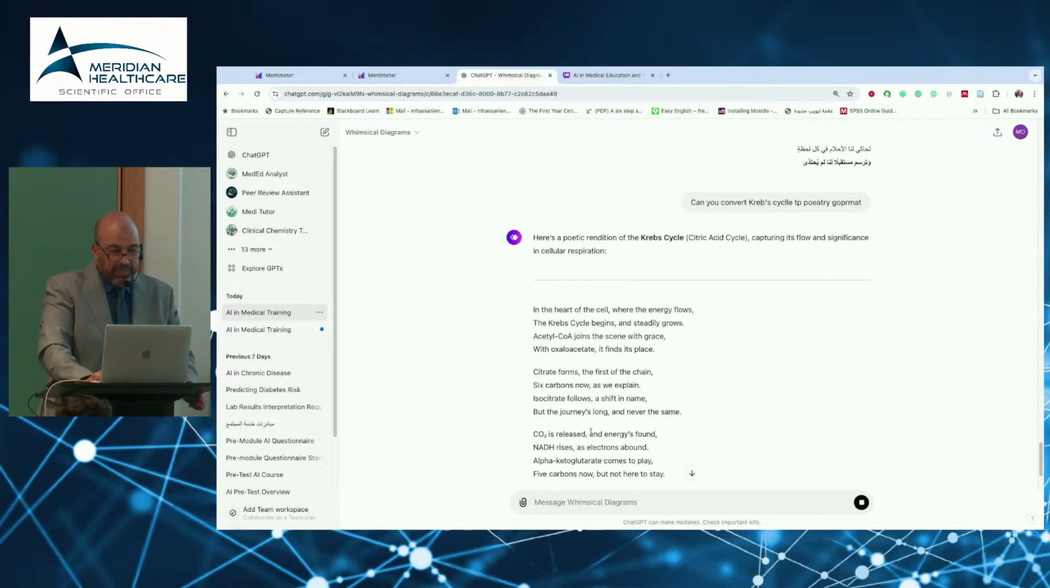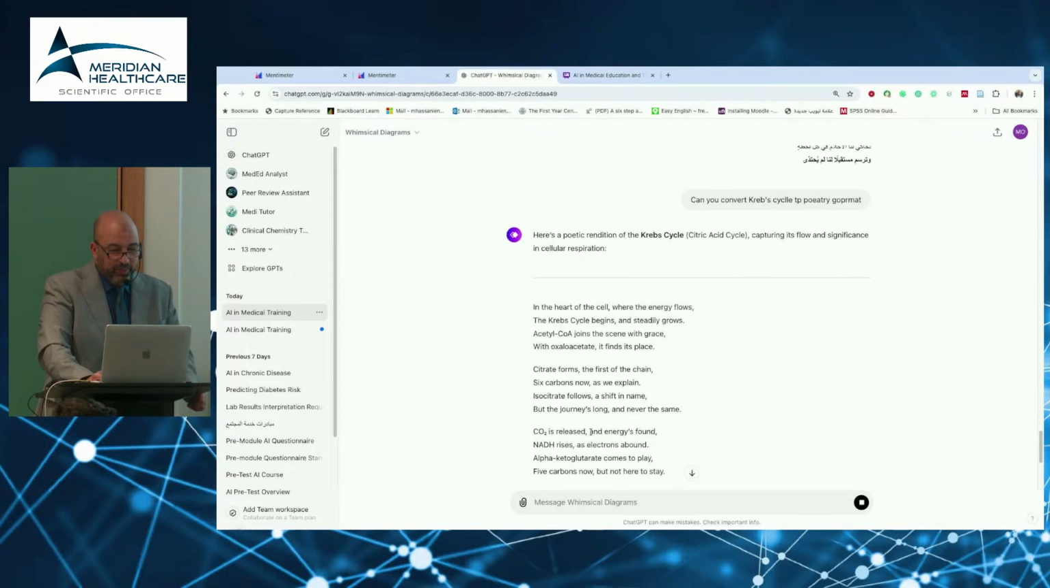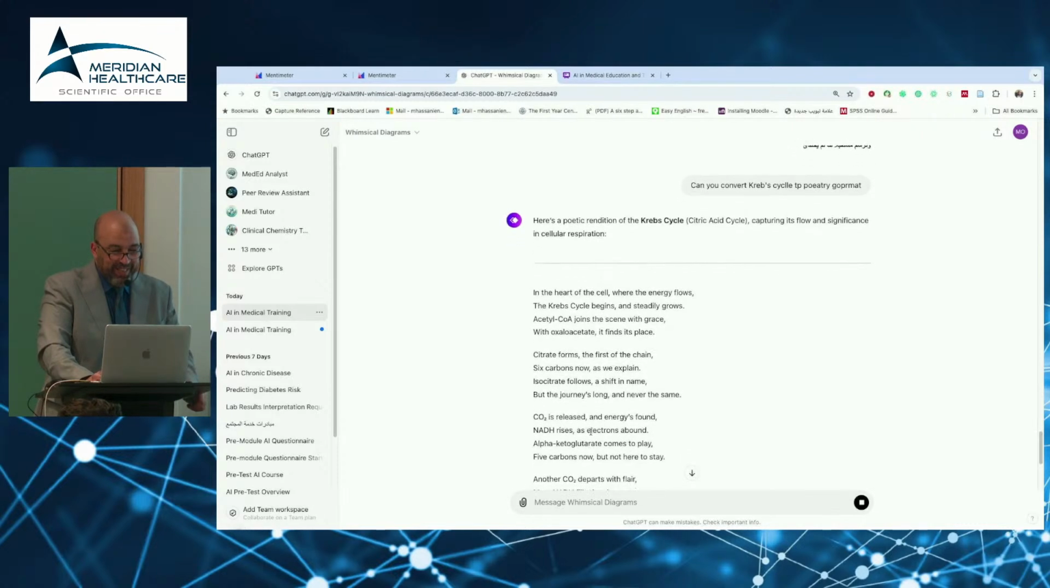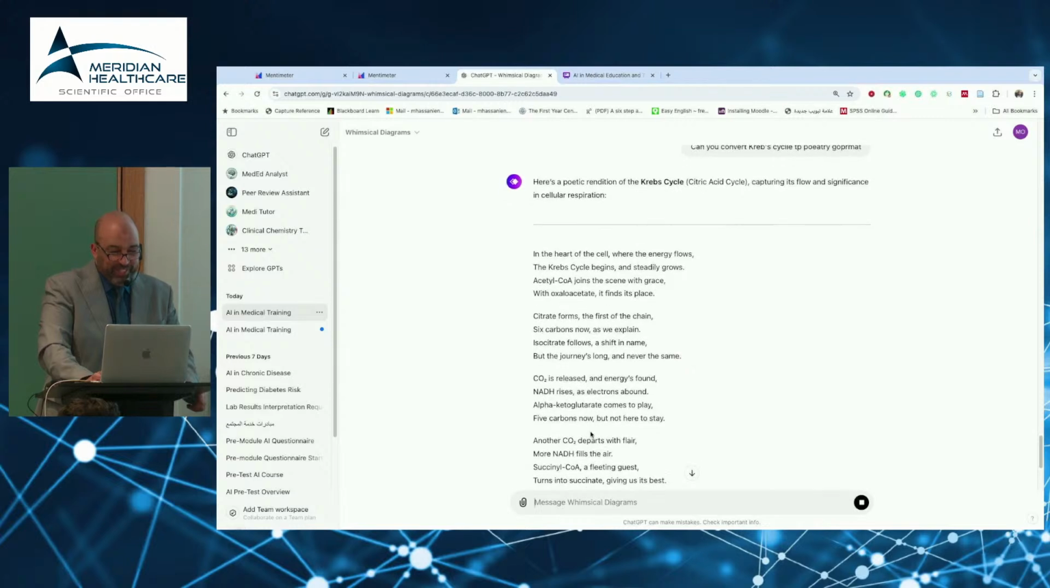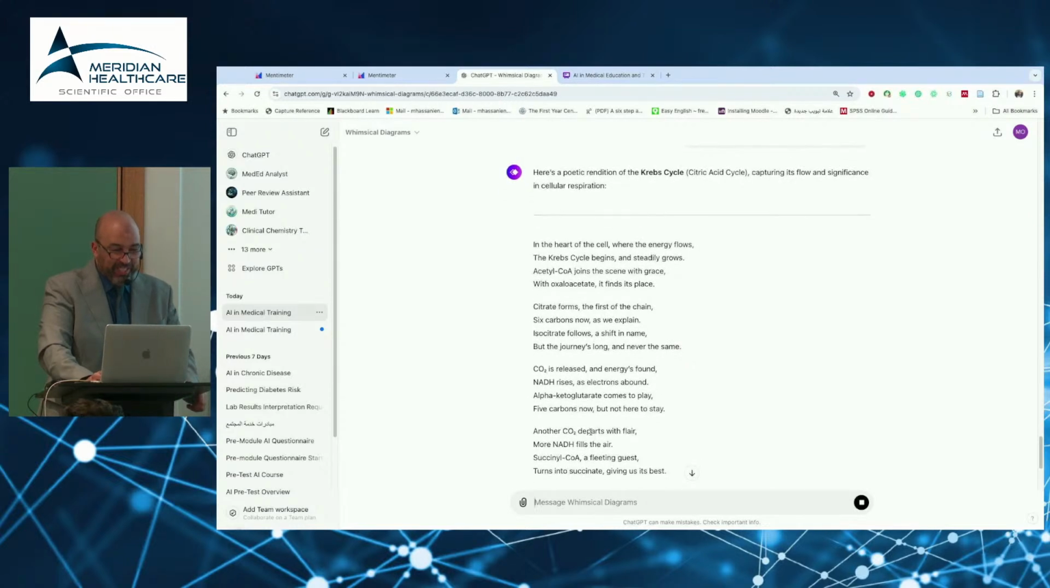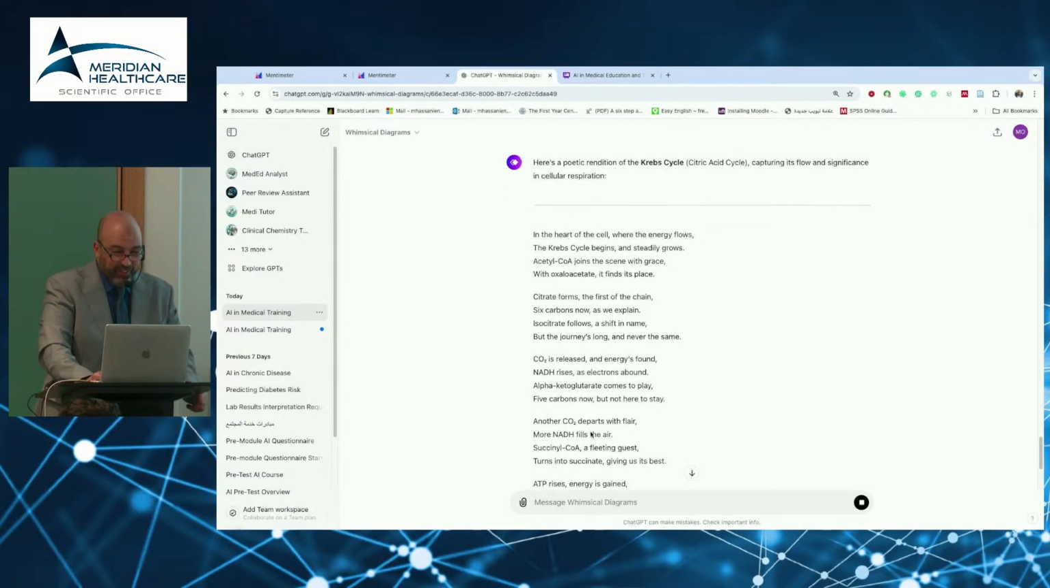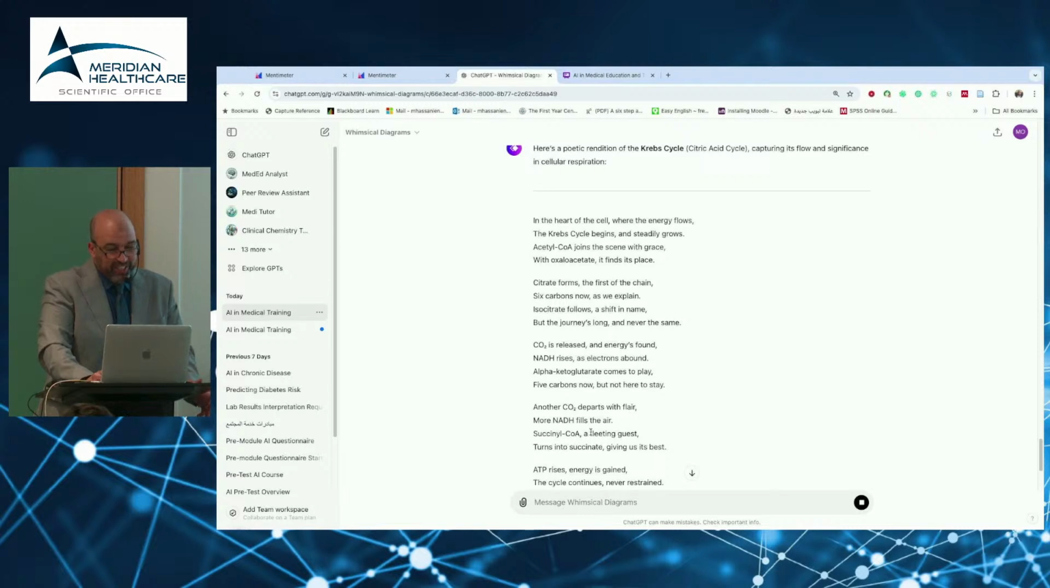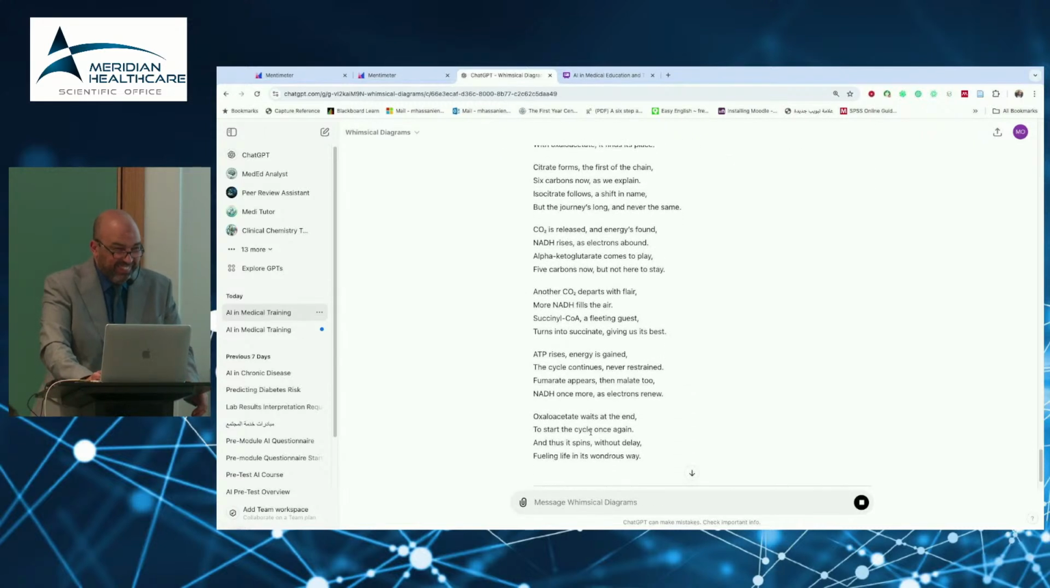The Krebs cycle begins and steadily grows. I style to enjoy the scene with grace. With xyloacetate, it finds its place. Separate forms for now, as we explained, isosceles follows a shift in name, but the journey is long and never the same.